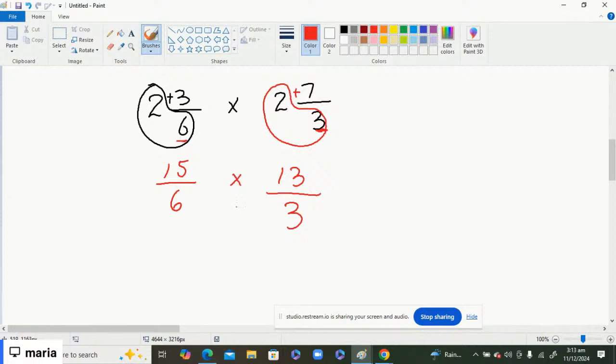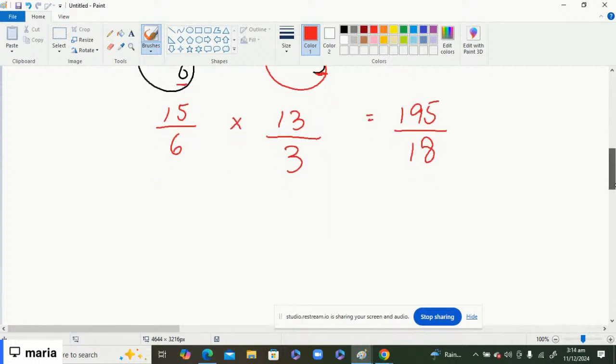Now what is the next step that we will take? We are just going to multiply the numbers. So here that is 15 and 13. So we are going to multiply 15 and 13 with each other, and in this way we get the answer 195, and 6 times 3 is 18. Okay, this is the way that we get it. So here is 195 over 18.